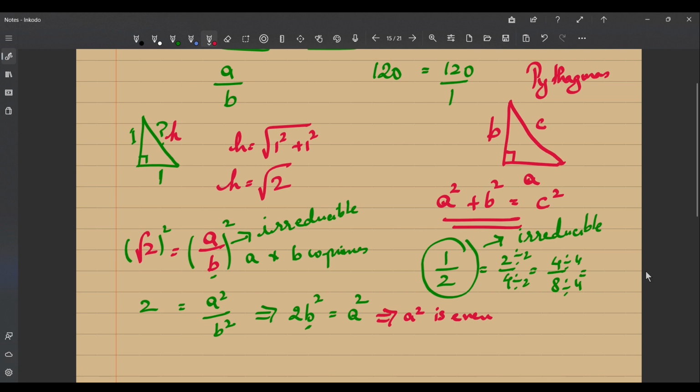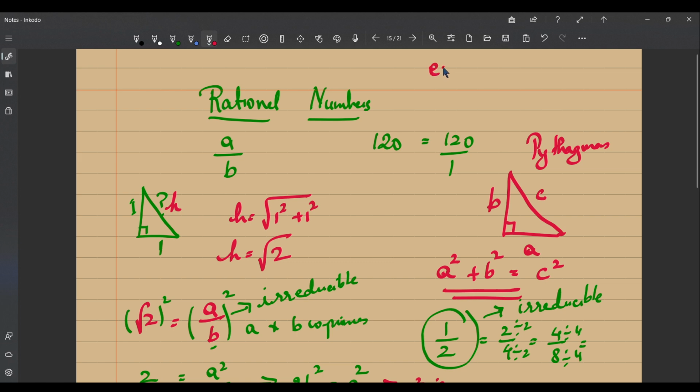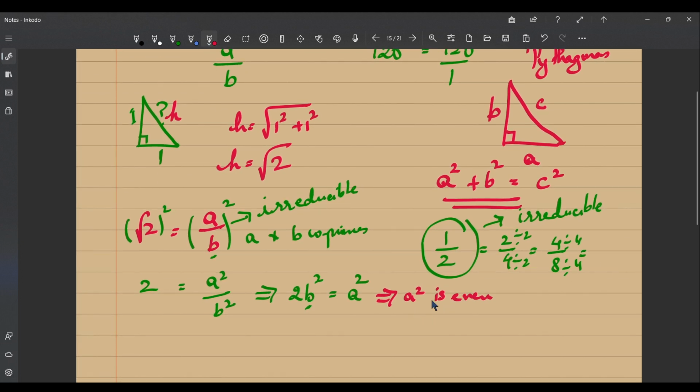Now let's recall, even multiplied by even will give you an even product. If two odd numbers are multiplied, odd into odd would give you an odd product. Now in this case, a squared is even, and it is a multiplied by the same number a. So a multiplied by a is even, so the product is also even. A squared is even, which means that a is even, right? If a squared is even, then a is also even.